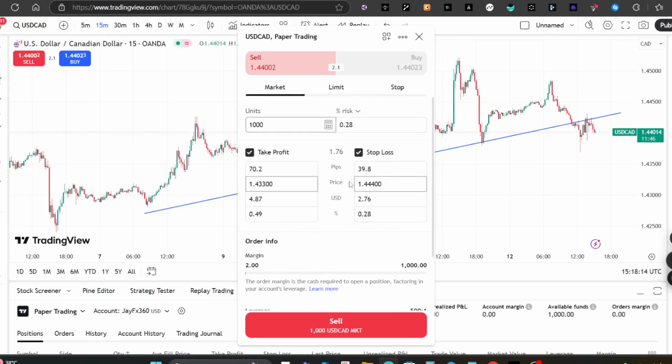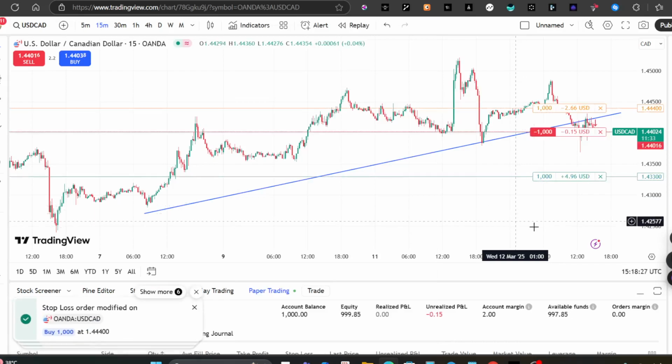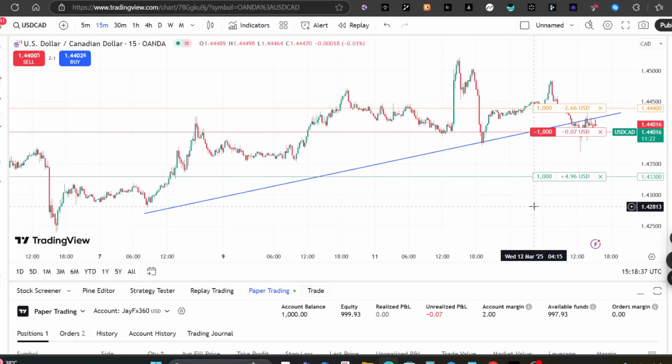Once you have done your analysis, and of course, you determine how many units, basically the lot size that you're using, here we go. So we have entered the trade and we have set stop loss and take profit on TradingView. It's as easy as that.